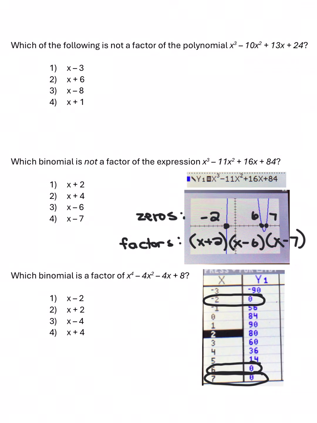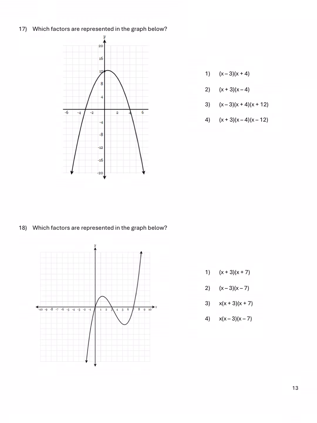They want to know which of the following is not a factor. So we can see we have x plus 2, x minus 6, and x minus 7. So choice 2, x plus 4, that is not a factor. Okay, if you flip to page 13, let's just do one example from this page, one example from the next page, and that's it.